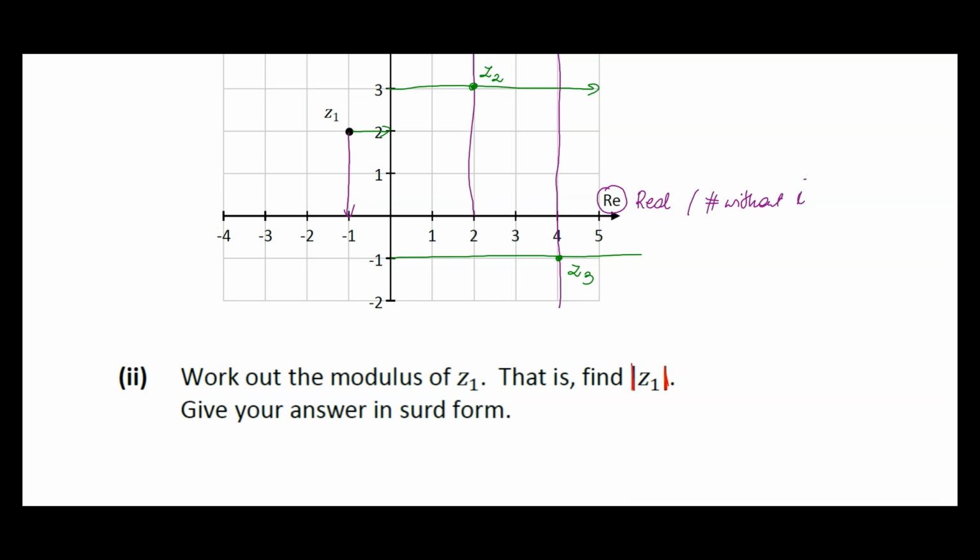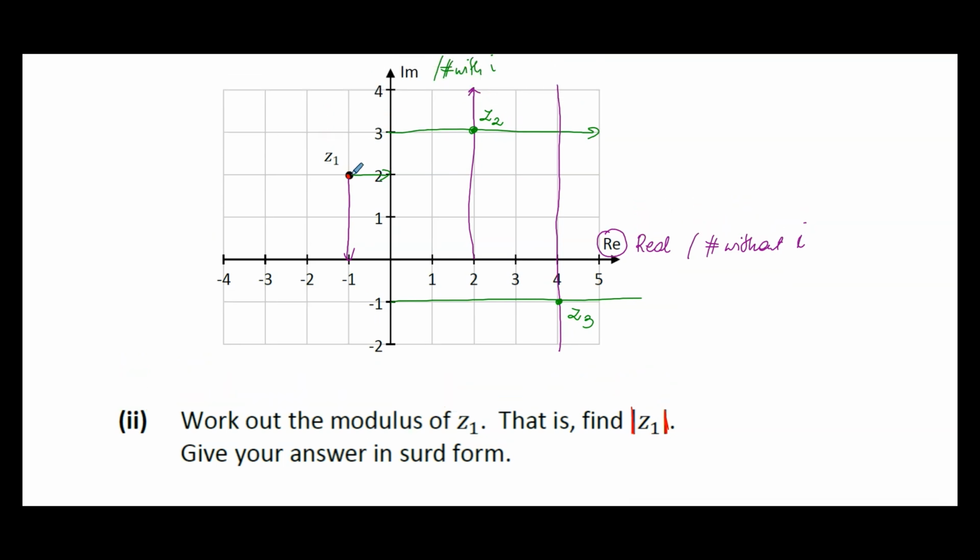Modulus is the distance from the complex number to our point 0, 0. So that length, that's what it is. Basically, we are finding how far away that complex number is from the point 0, 0. And how do we do that calculation? We take the real part to the power of 2 plus the imaginary part to the power of 2, and that under the square root.